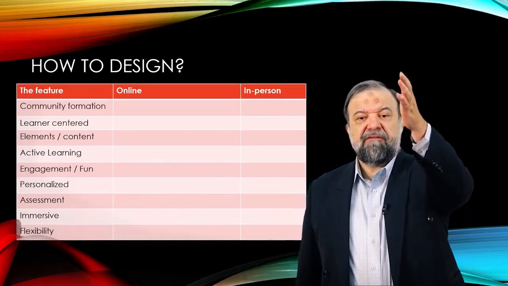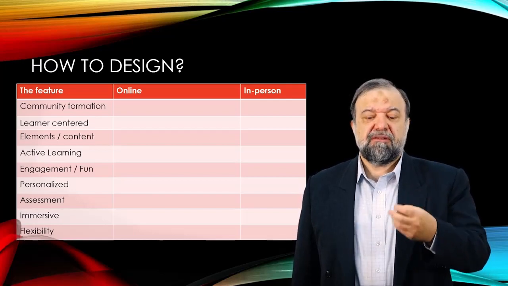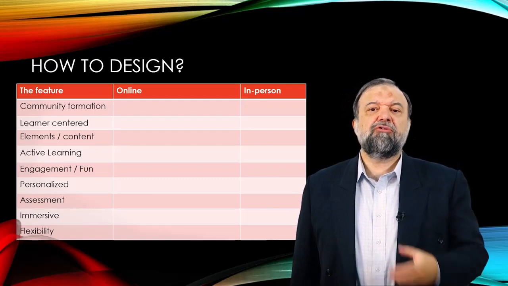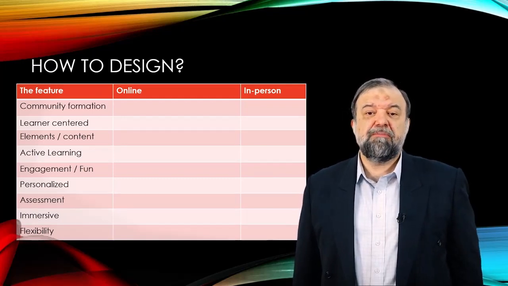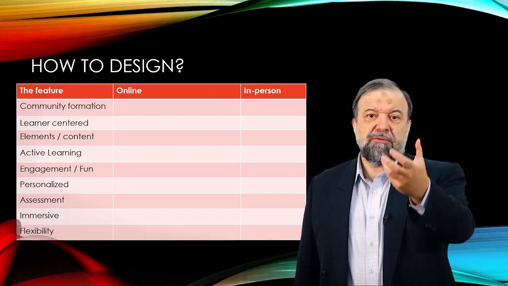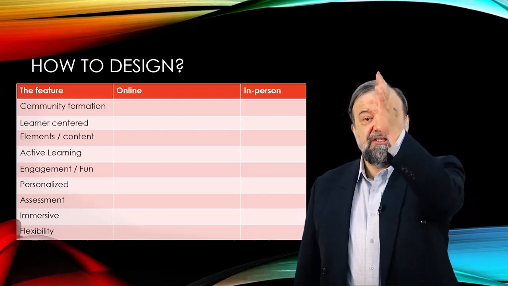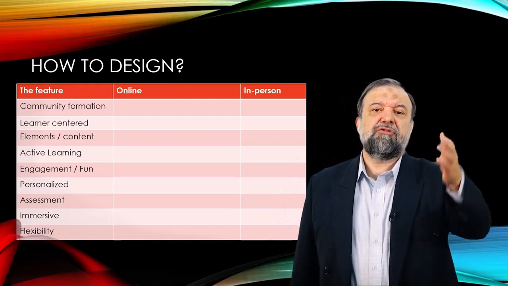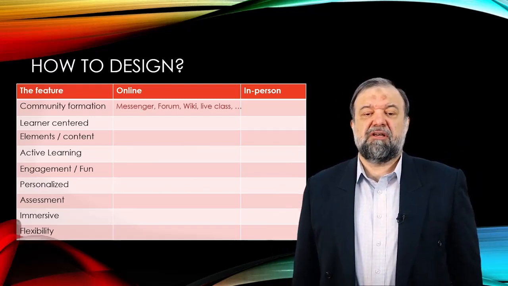So, for example, I suggest that we have a table, and the first column would be the features that we would like to implement in our course. The second column would be how to do it in an online method, and the third column would be how to do it in person. Our workshop is about the ecstasy of e-learning, so I try to fill the second part, and the third column I leave to yourself. Just to give you an example, I just fill the first row.